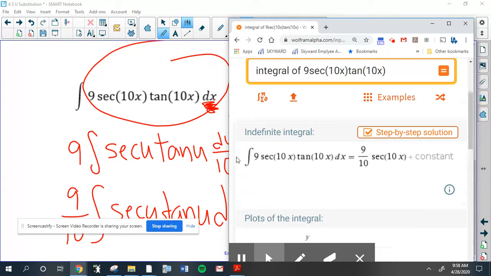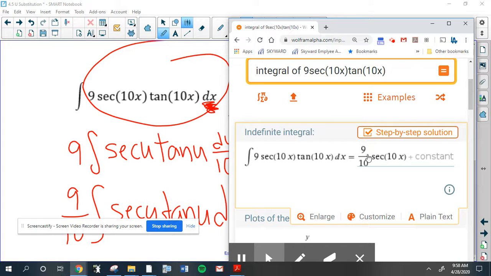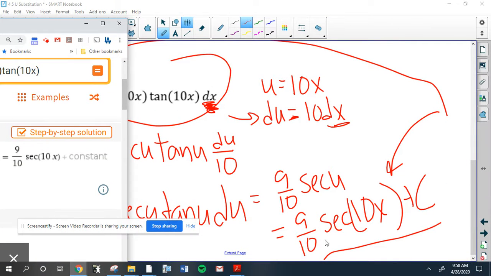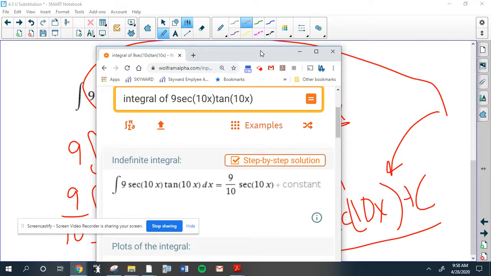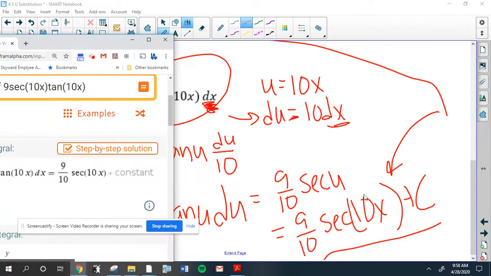So the first thing I'm going to do is look at my integral and make sure I plugged it in right. And Wolfram is giving me 9/10 secant of 10x plus a constant, which is exactly what I got. So I'm happy with that. We're done. But again, the one thing you have to watch out for with Wolfram Alpha, we may see that later on, is sometimes the answer they give you is some kind of version of this that may or may not be quickly recognizable.